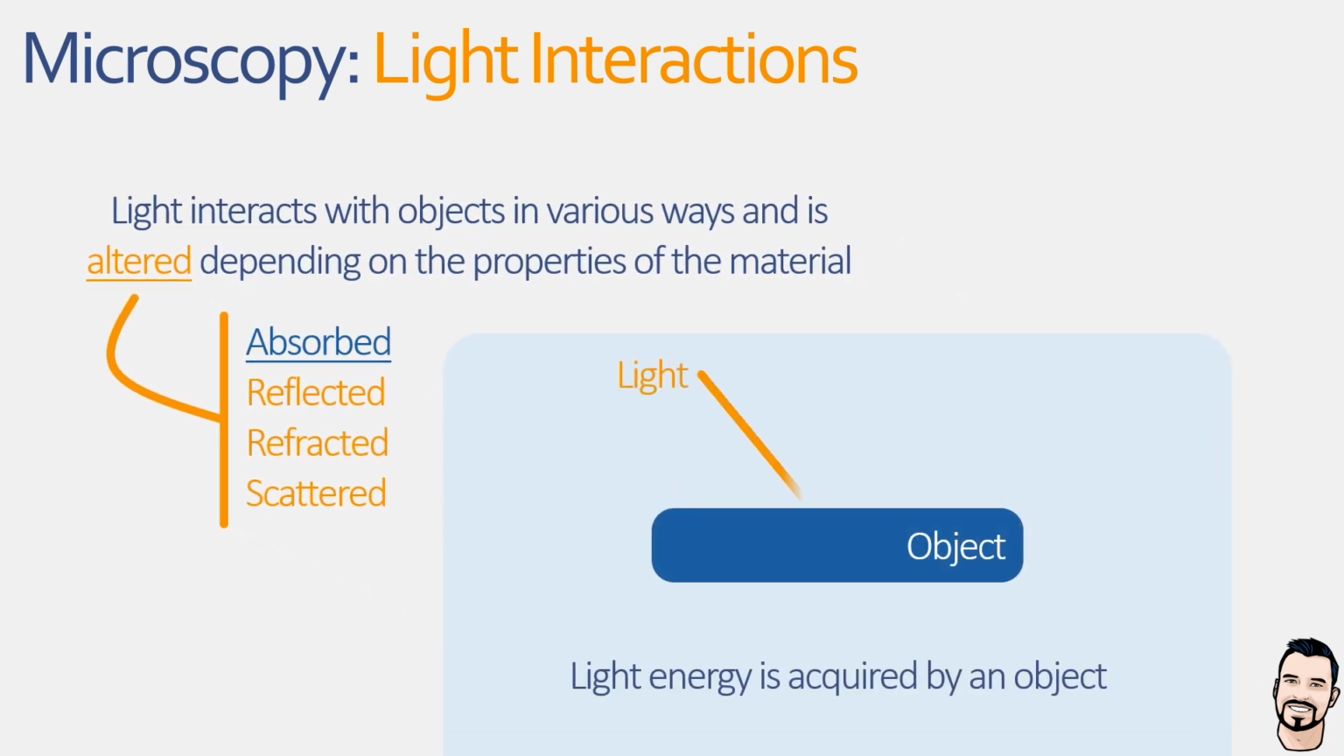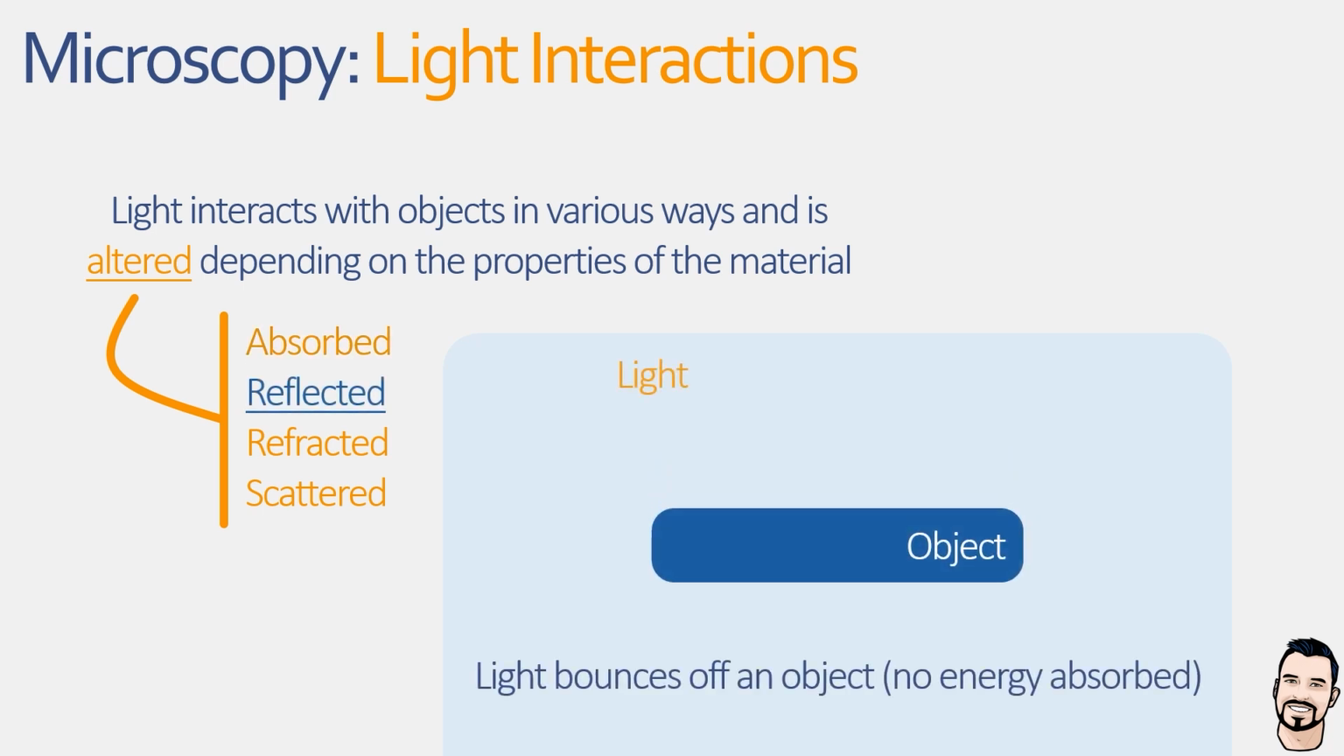This occurs when an object takes in a photon's energy, typically converting it to heat. Now in conventional microscopy, absorbed light renders microscopy specimens as dark areas against a bright background.